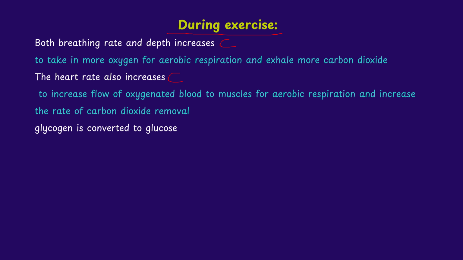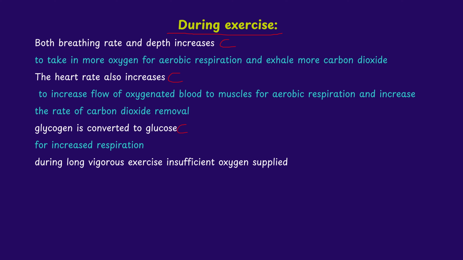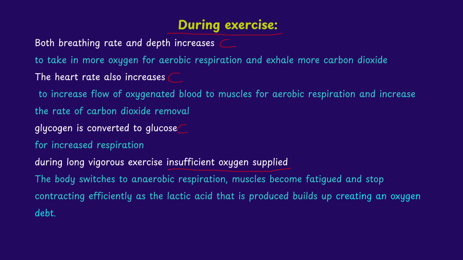Another change is that glycogen is converted to glucose, and the reason for that is to increase respiration. Remember now, students, the question was about vigorous exercise, and we know that during vigorous exercise, insufficient oxygen is supplied to the muscle cells. And what will happen because of that? The body switches to anaerobic respiration. Muscles become fatigued and stop contracting efficiently as the lactic acid that is produced builds up, creating an oxygen debt.